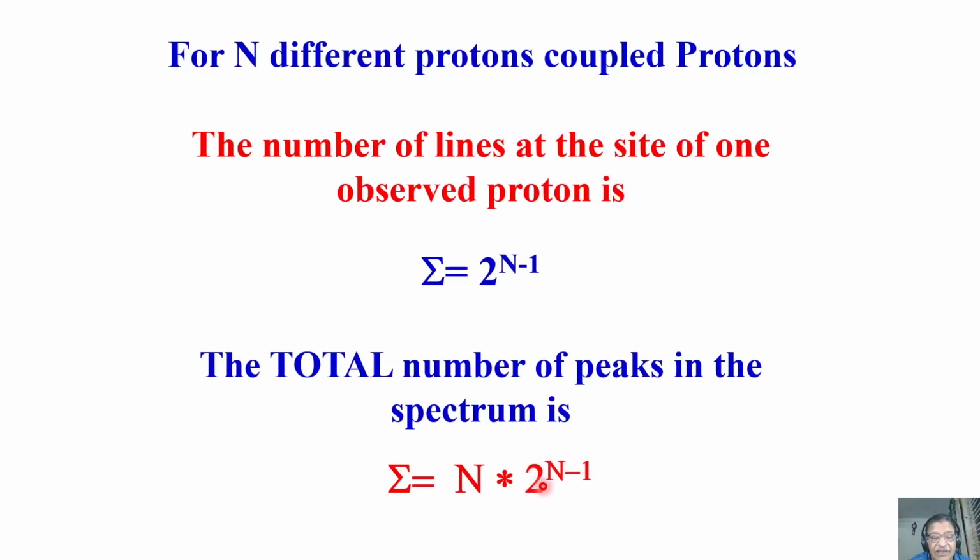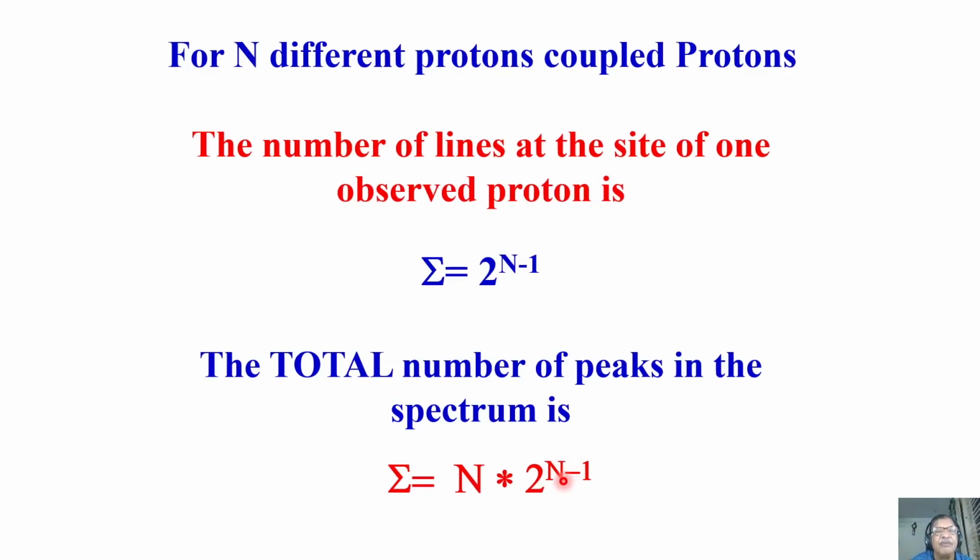Now, this is the last example I took. N is equal to 4. 4 spins are coupled, A, M, P and X I took. Now, 4 minus 1 is 3. What is 2 cube? 8. So, at each proton's chemical shift site, you get 8 lines. There are 4 such protons coupled. So, 4 into 8, 32. So, when 4 protons are coupled, in the entire spectrum there will be 32 lines.